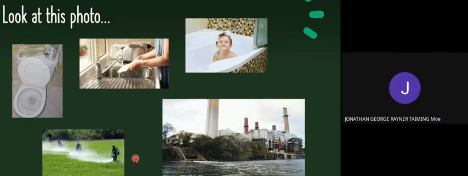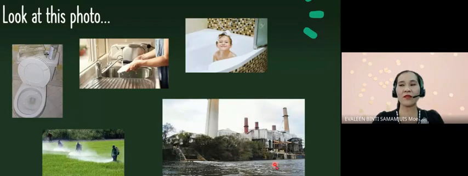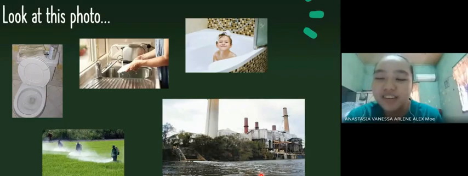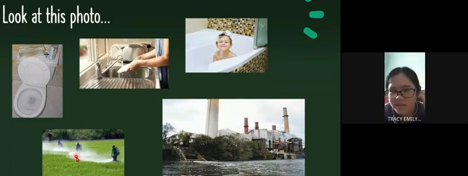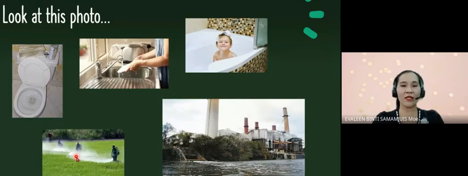Polluted environment. More specific? For the factory picture, water pollution. Yes, water pollution. How about agriculture? Air pollution. Land pollution? Yes, land pollution, pencemaran tanah.